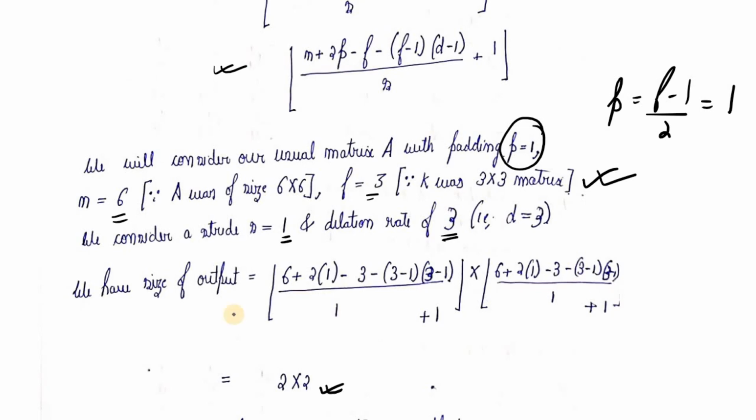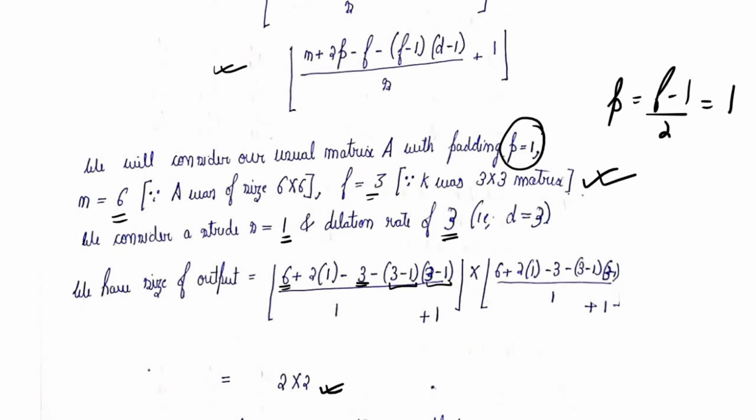So we put n as 6 over here, p as 1, f is 3, f minus 1 as 3 minus 1, and d minus 1 as the dilation rate was 3, 3 minus 1, and this plus 1 comes as is because it was there in the formula, and then we get the size of output as 2 cross 2. Now we know that if we have to perform a dilation with padding, strides, input, and kernel, we are supposed to get an output which looks like this.